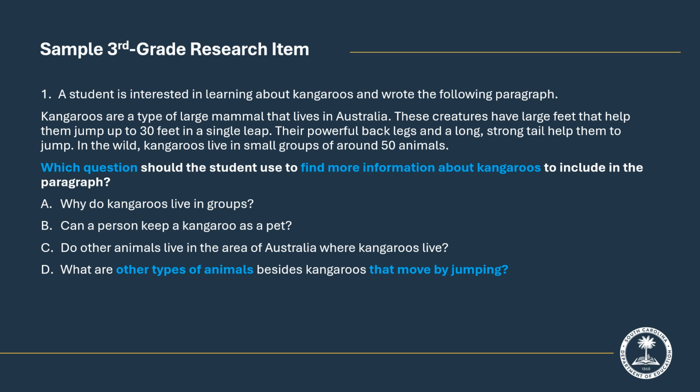Option D mentions that kangaroos jump, which is in the paragraph. However, Option D also mentions other types of animals. Our question must focus on the topic of kangaroos. The paragraph ends with information about how kangaroos live in small groups. Option A asks why kangaroos live in small groups. This information aligns with our topic and adds additional on-topic information.